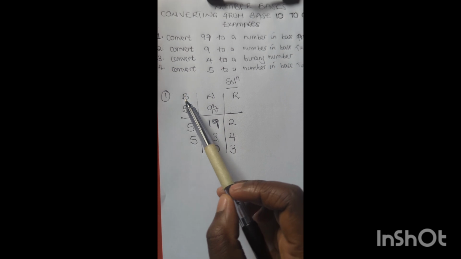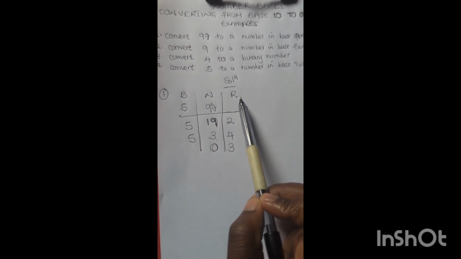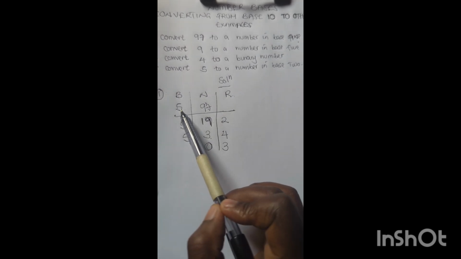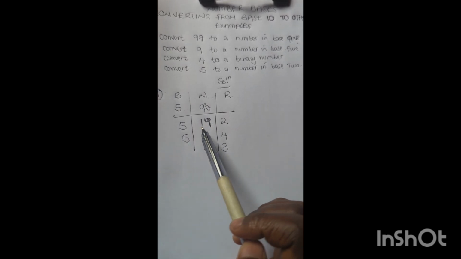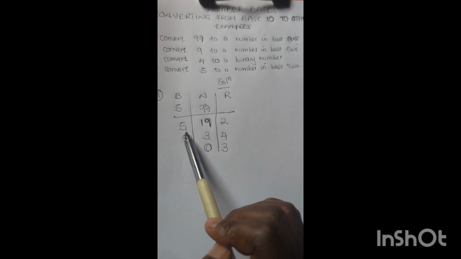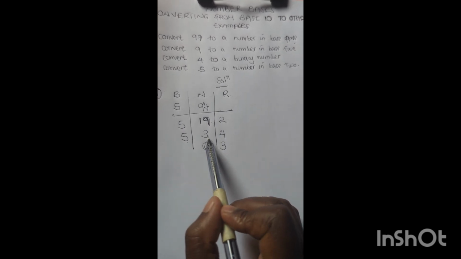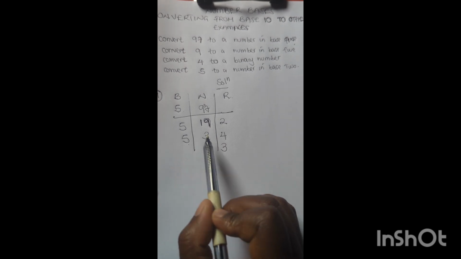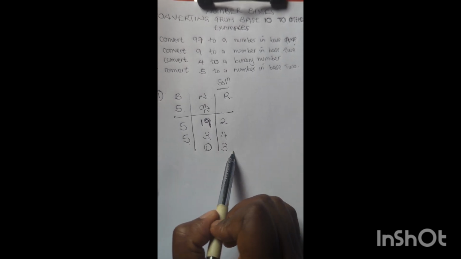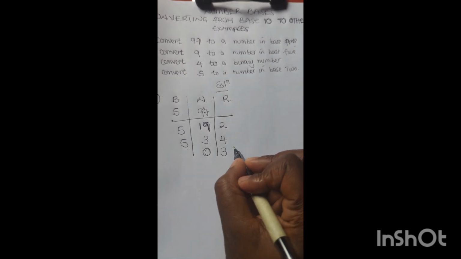You write the base, the number, and the remainder. The base is the base you're converting to, which is base 5. The number you're dealing with is 97. So 5 into 97 goes 19, remainder 2. 5 into 19, it goes 3, remainder 4. 5 into 3, it can't. So 0, and then you drop the 3 here. Then your answers are read upwards.